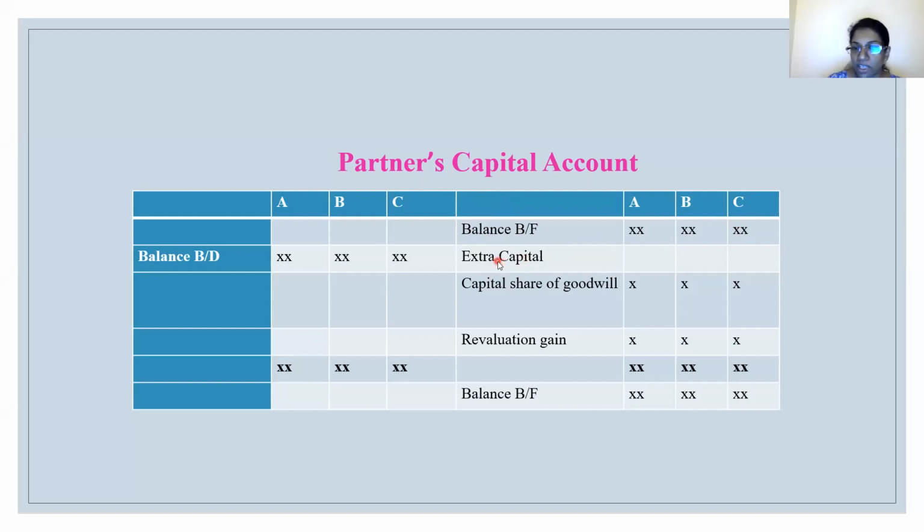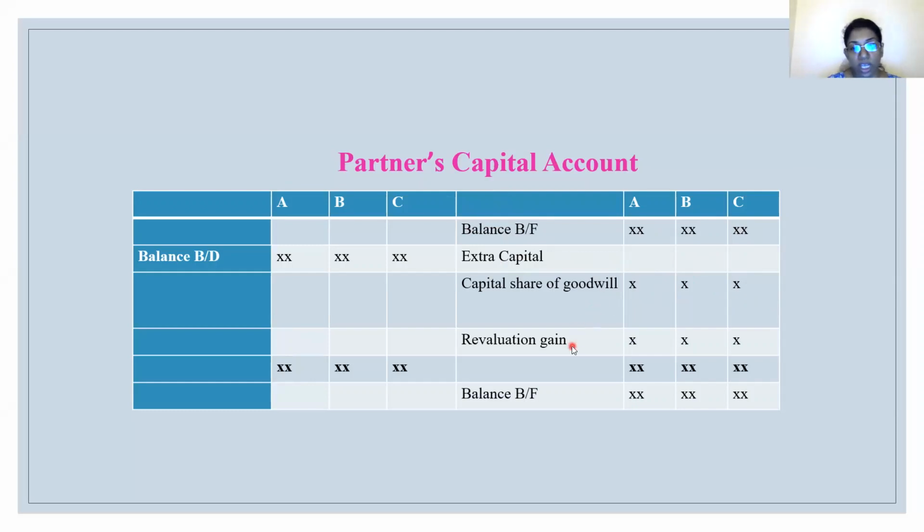When they have interest or extra capital, we have to credit that into the partner's capital account as well. Then the share of goodwill, that's a capital nature transaction. In Sinhala, we know it as Kirtinamya. It is also debited to the goodwill account and credited to the partner's capital account.